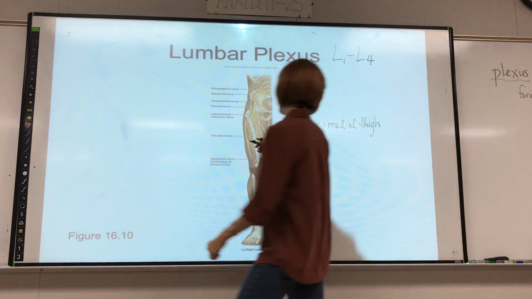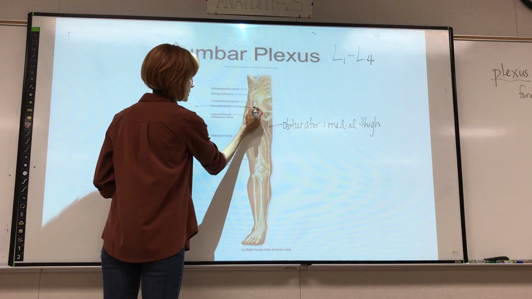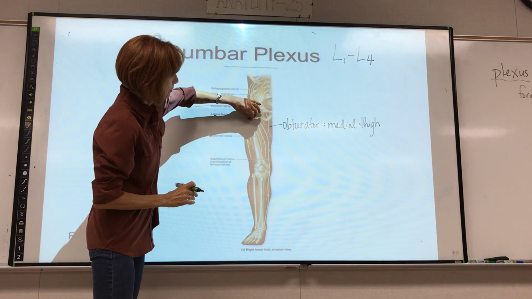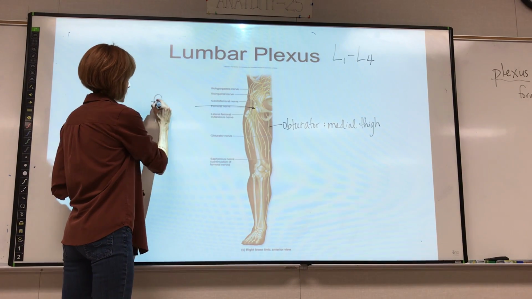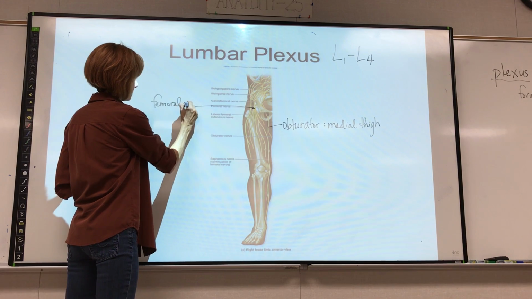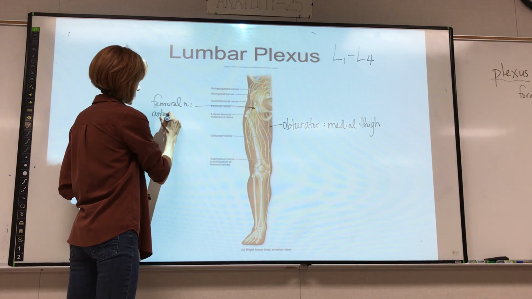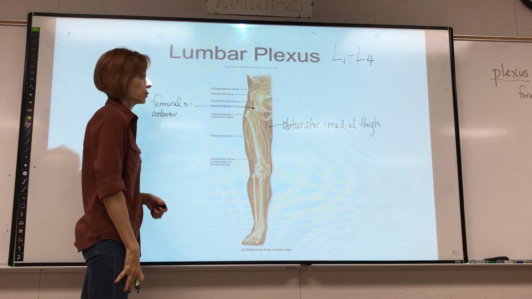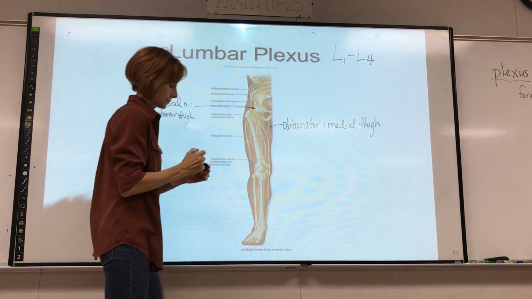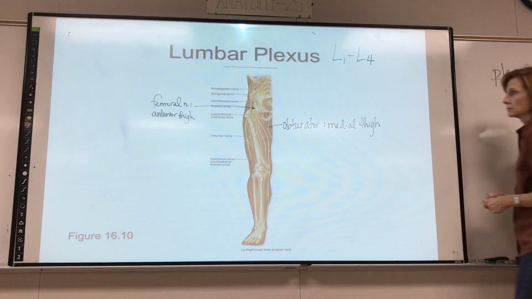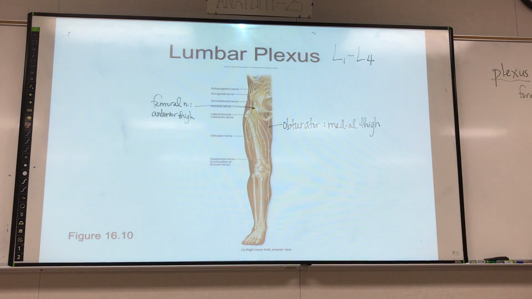And then the larger femoral nerve, you can see here, it's going to come down and branch onto the anterior thigh. Okay, that one supplies the anterior thigh. So that would actually be the nerve supplied to the quadriceps muscles. So those are the only two that you need to know from this plexus.